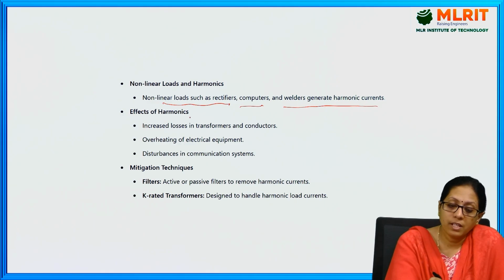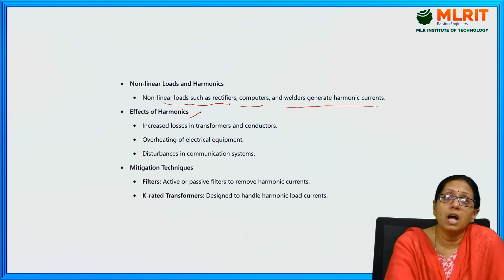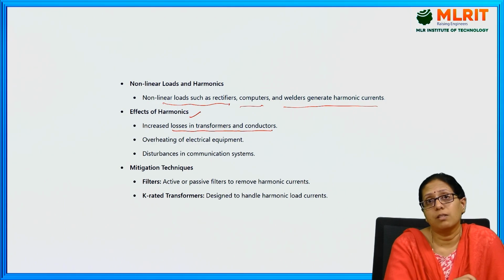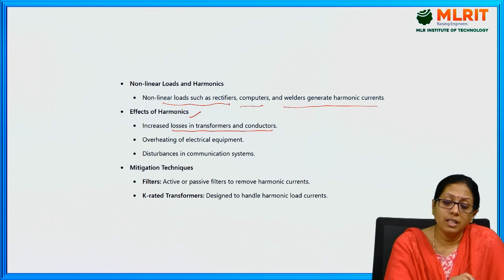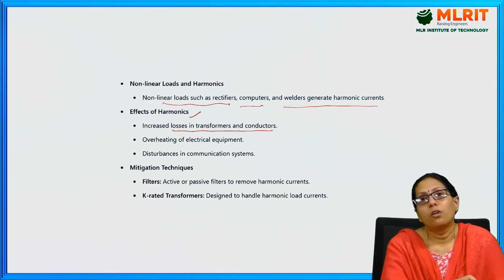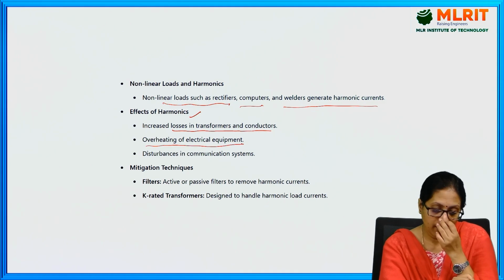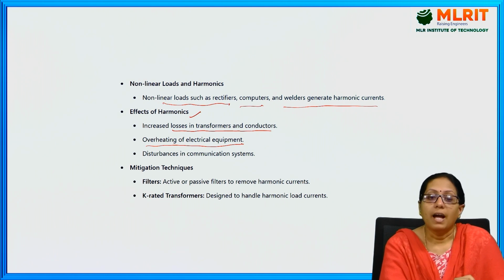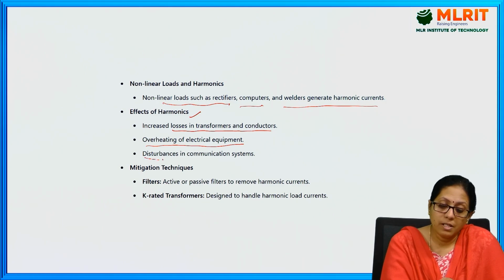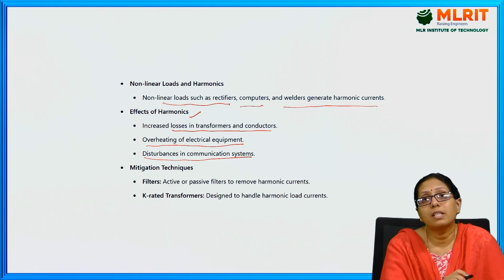Next one is effects of the harmonics. What are the effects of the harmonics? Increased losses in transformers as well as conductors. As the harmonics increase, the losses in the transformer as well as the conductors increase. And overheating of electrical equipment. The equipment may get overheated and it may get damaged. The third effect is disturbances in the communication system. So the harmonics can cause disturbances in the communication system also.